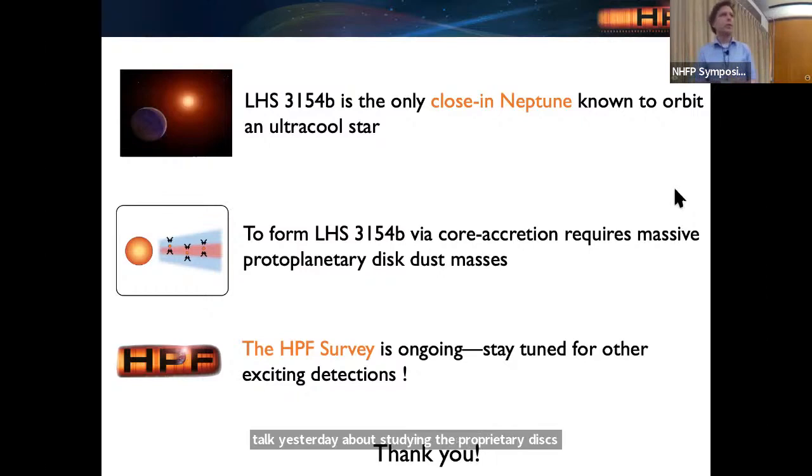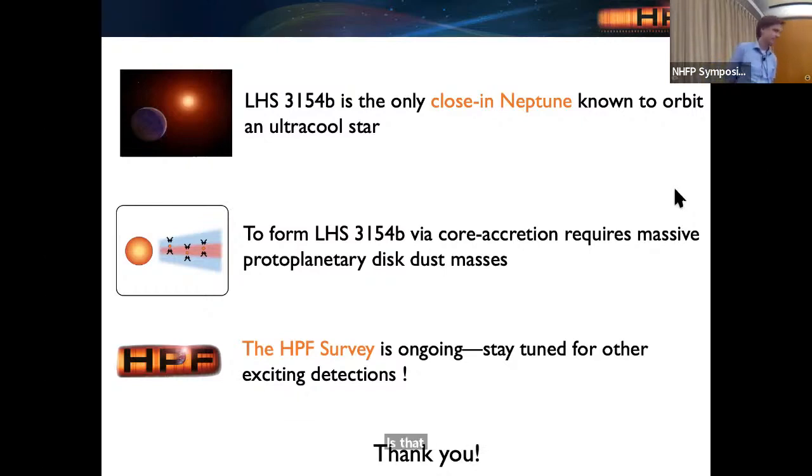I'm looking forward to talking with her and others here that are experts in that on gaining further insight into the disks around the lowest mass stars. With that, I'm happy to take questions. Any questions?